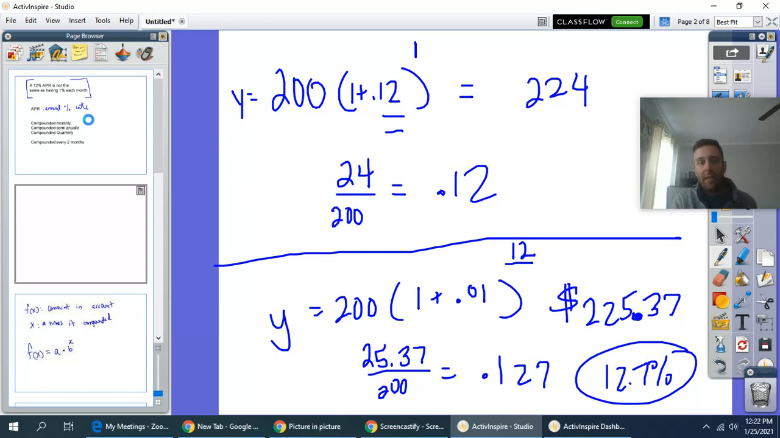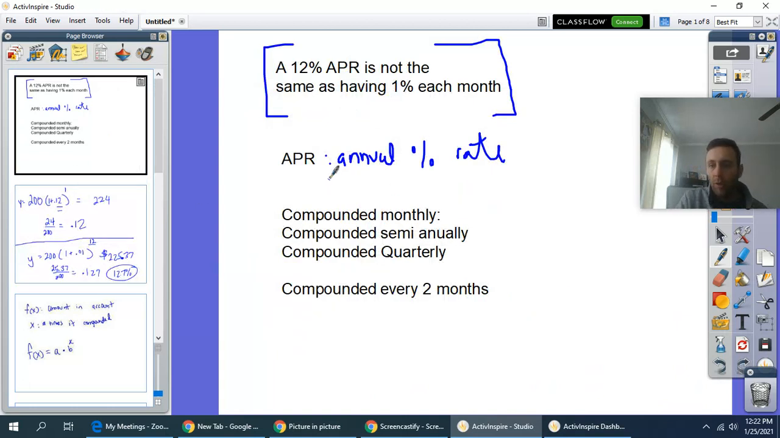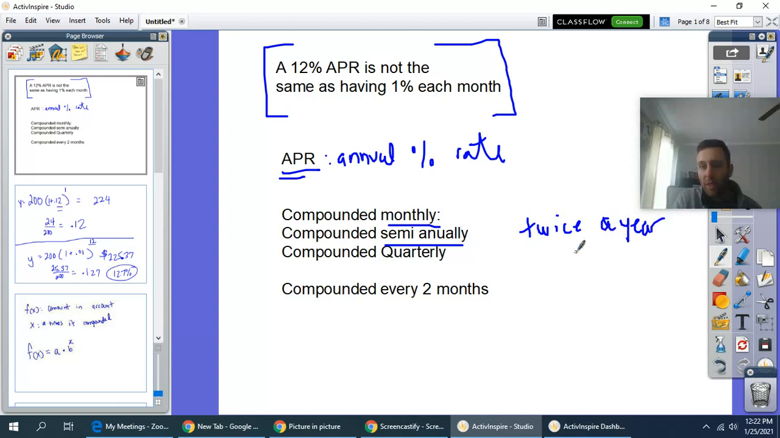Now, here's some vocabulary you really have to know before going into this lesson. A lot of things in real life have an annual percentage rate, so they still base it on the year. But instead of compounding once a year, different banks, loans, and interest rates are compounded differently. You already know compounded monthly means every month, which is 12 times a year. Compounded semi-annually means twice a year, so every 6 months. Compounded quarterly means every 4 months.